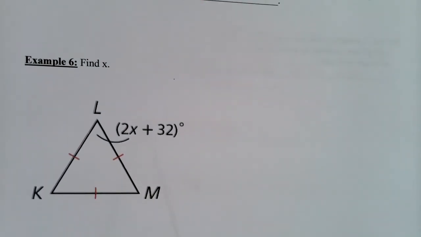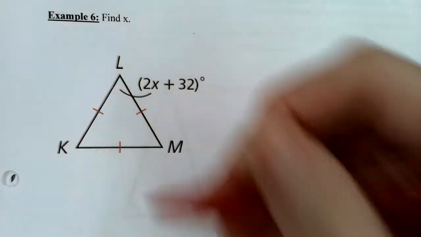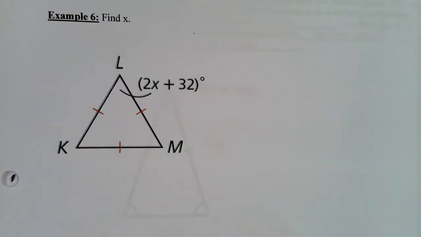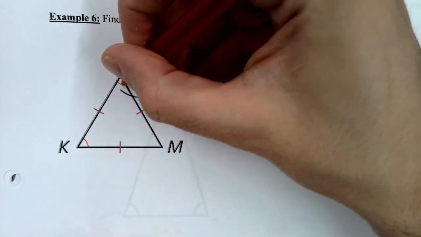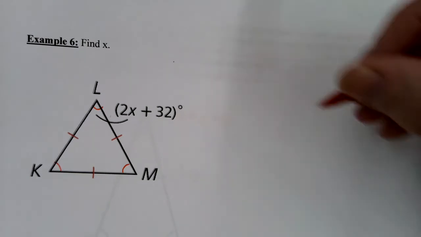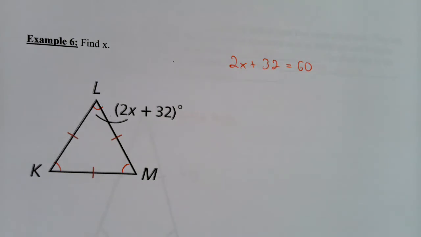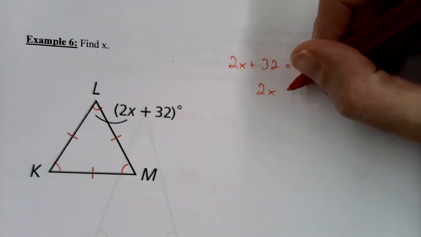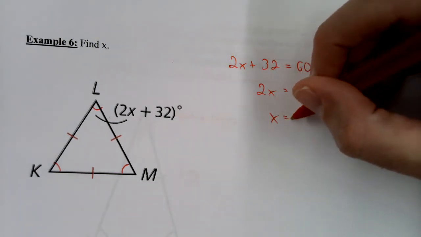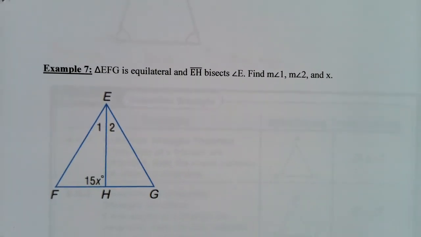So example 6, find x. Each angle is 60 degrees, remember. Since each side is the same, it means that each angle is the same. So this angle is congruent to this angle, or just congruent to this angle. So each angle is 60. So 2x plus 32 equals 60. 2x equals 28. x equals 14. And our last problem.